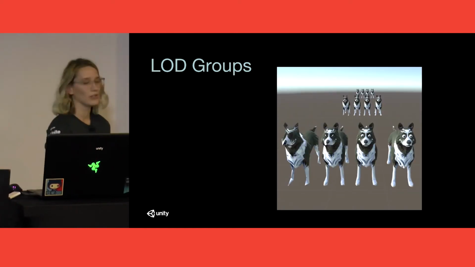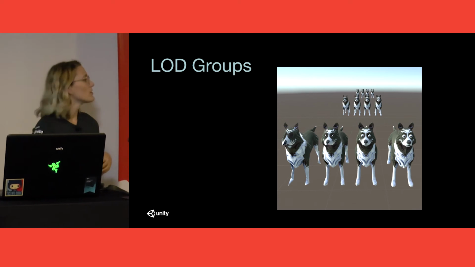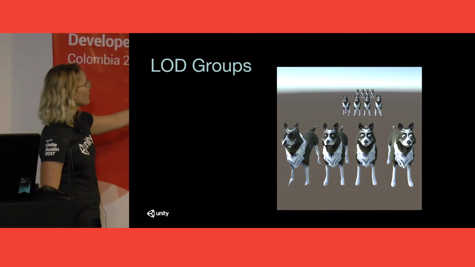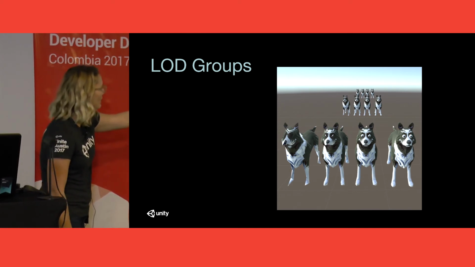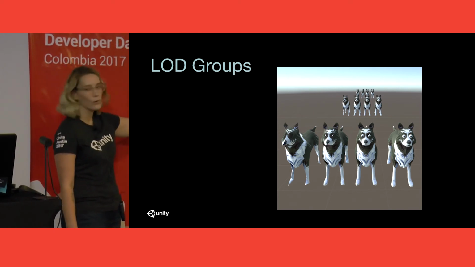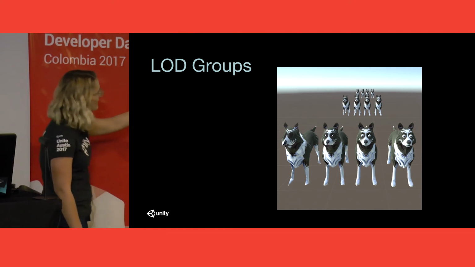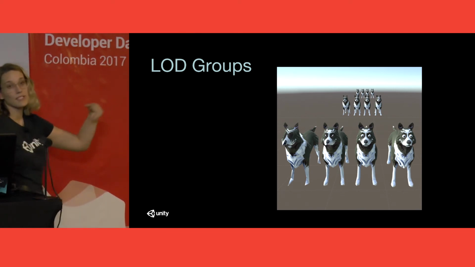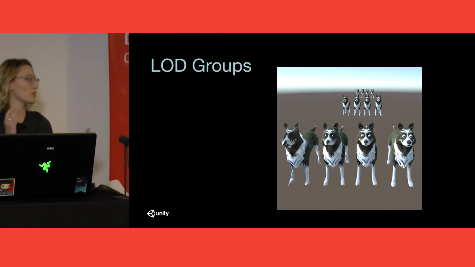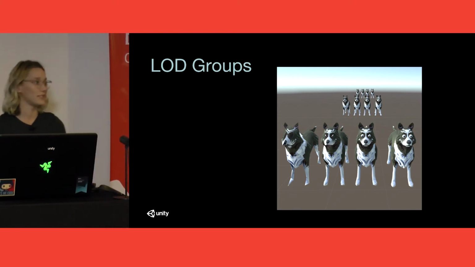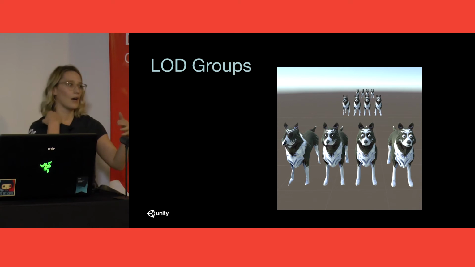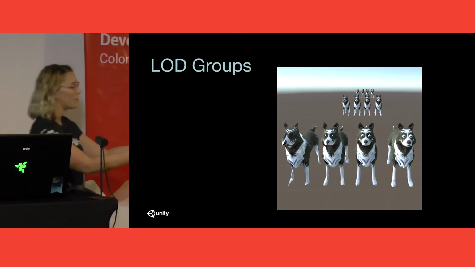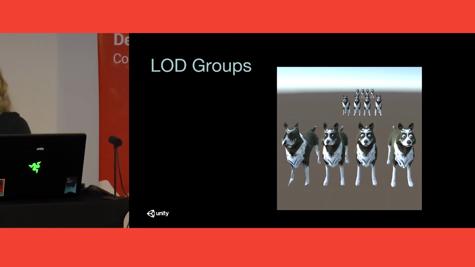And then I also want to talk about level of detail groups here. You can see on the left we have the lowest level of detail, and on the right we have the highest level of detail. We're just using these 4 dogs in 3 rows, and as it gets back to the furthest row, it's nearly impossible to figure out which one is the high detail and which one is the low detail. So you can make use of level of detail groups. This is a built-in feature in Unity to determine what level of detail you should be rendering based on your user's distance.